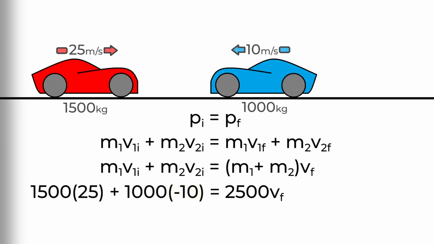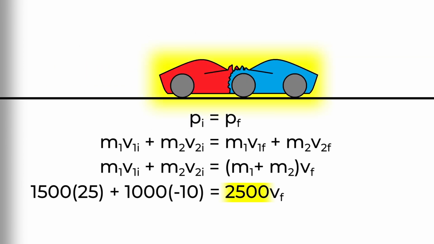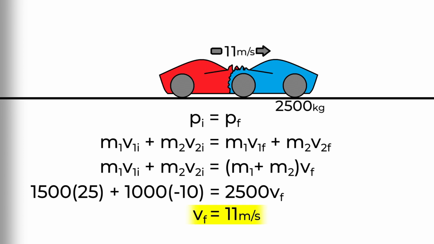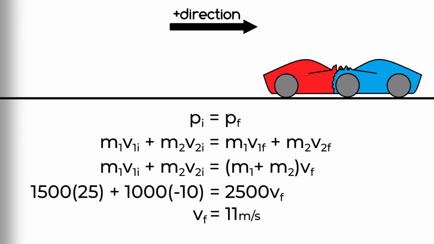Now on the other side of the equals sign, or after the collision, we've got the combined mass of the two cars, that's 2,500 kilograms, moving along at some final velocity Vf. That's what we're trying to solve for at the moment. Now doing the math, we find the final velocity is 11 meters per second. And that value is positive, meaning after the collision, the two cars are moving to the right. If the value had come out negative, that'd mean the two cars were in fact moving to the left.